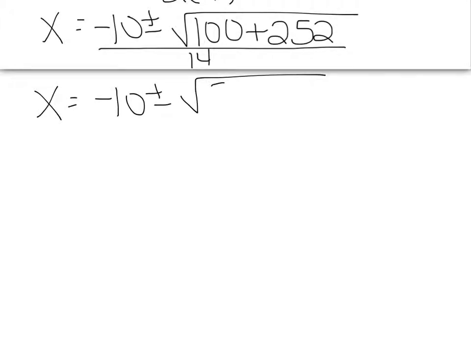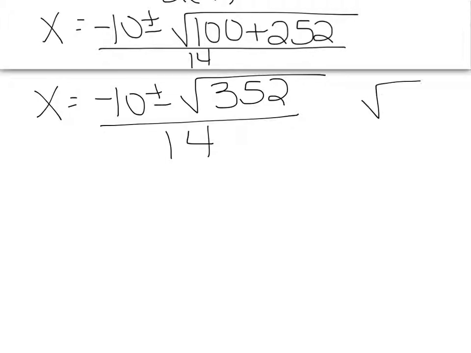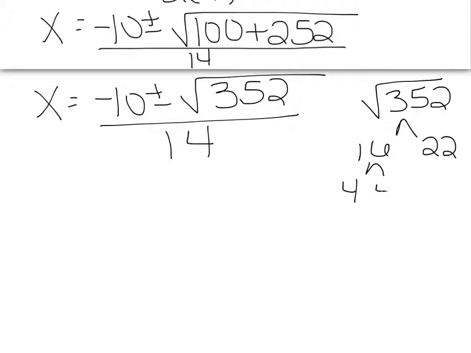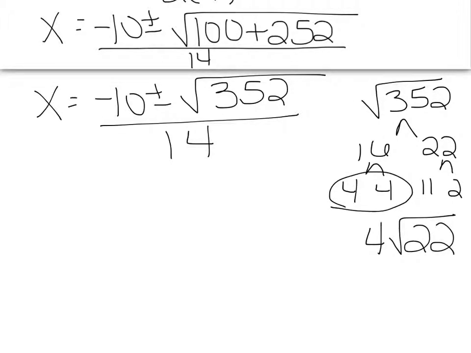100 plus 252 is 352, all over 14. Okay, we're going to have to simplify the square root of 352. So 352 is 16 times 22. 16 is 4 times 4. 22 is 11 times 2. You have a repeat of 4's here, so you can bring a 4 out front, leaving behind the square root of 22 because 2 times 11 is 22.